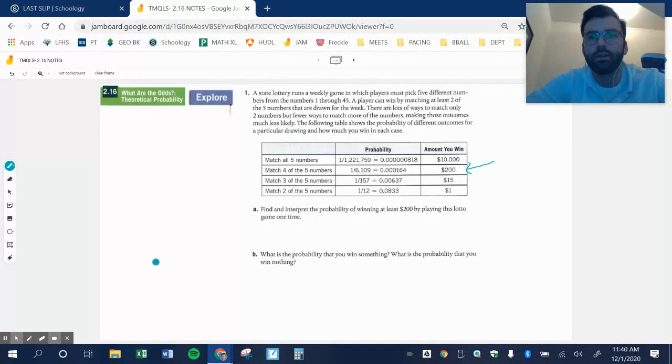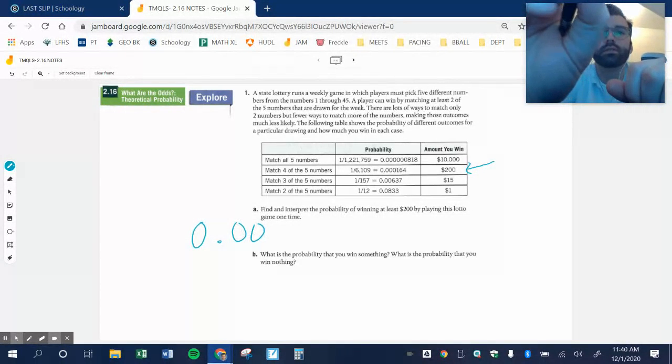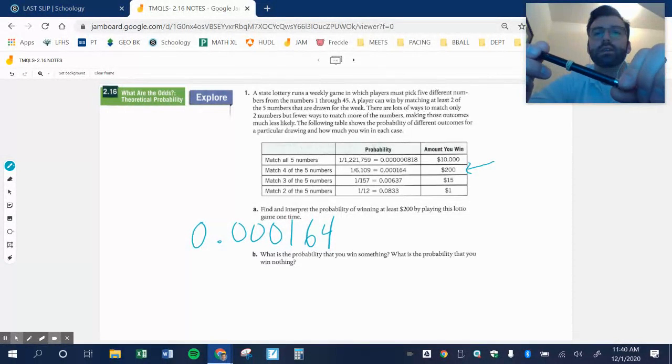0.000164 of winning $200. All right. That's a very, very low chance. Okay. It's a very low chance of doing that.